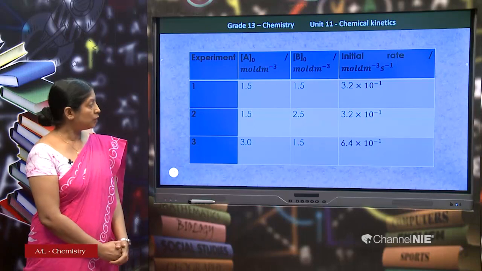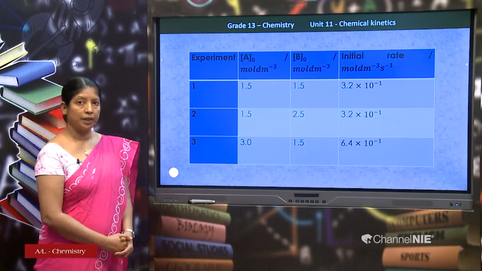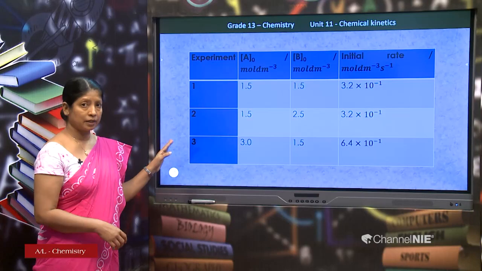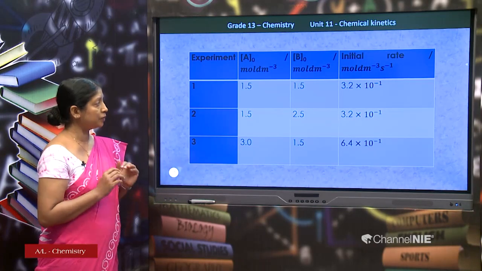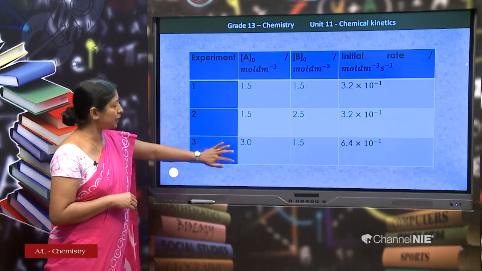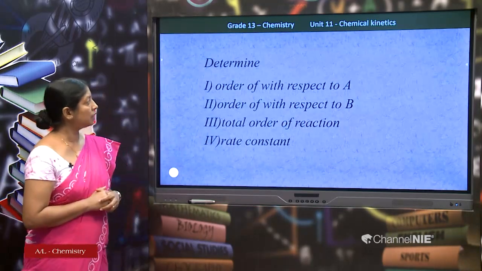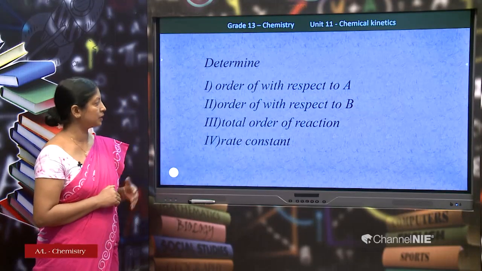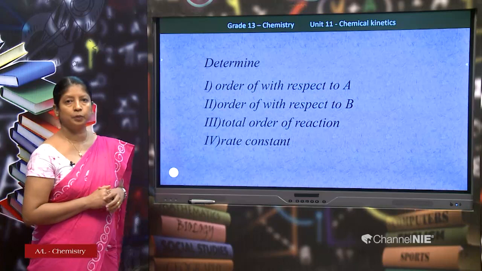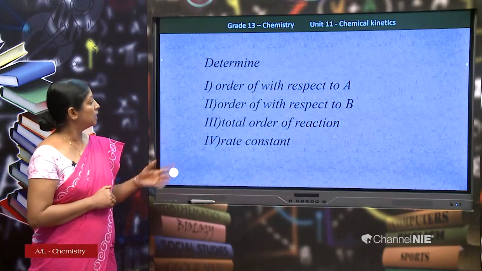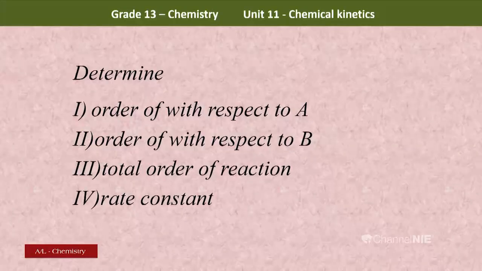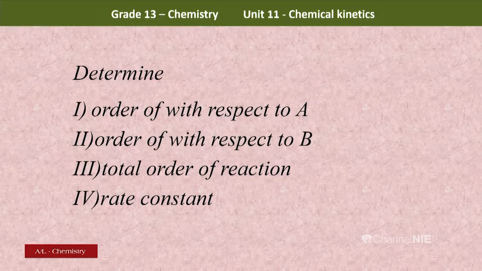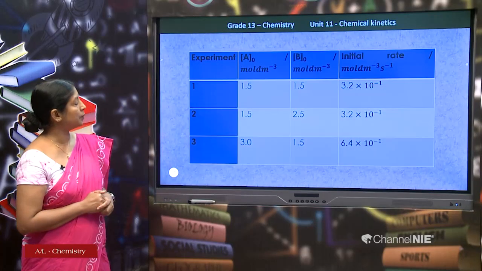In this table you are provided with kinetic data of the experiment. They had done 3 experiments. We will discuss more details about this later on, and before that let us find out what questions they ask. Here we are asked to determine the order with respect to A, that is our first reactant. The second part, order with respect to B, that is our second reactant. Third part, the total order of the reaction, and at last we are asked to find out the rate constant of the reaction. Before finding these, let us again go to the experimental results.